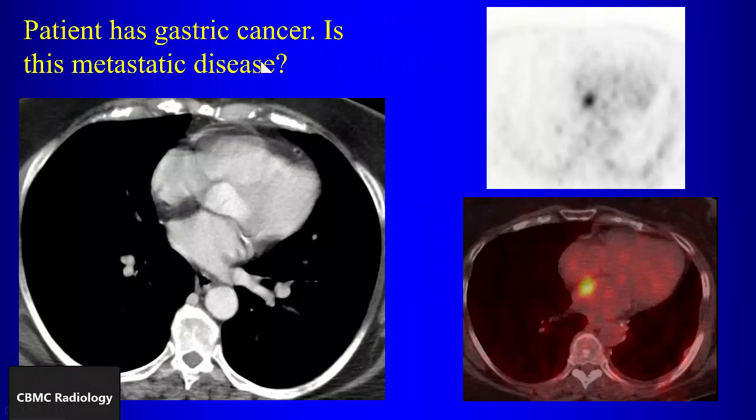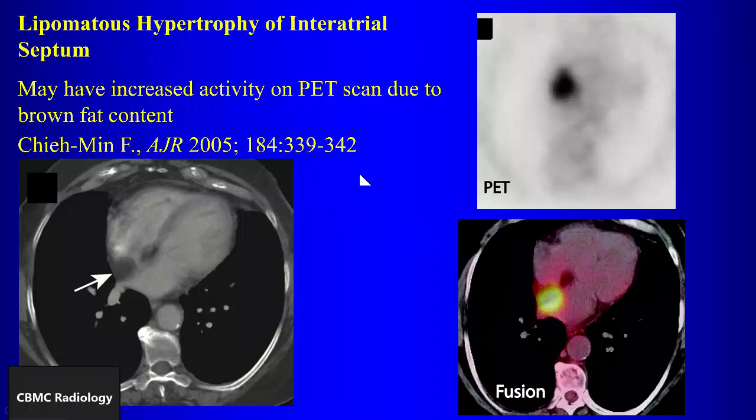And this patient has gastric cancer and has this finding on their PET CT scan. Is this a metastatic lesion? No. So again, we're dealing with lipomatous hypertrophy of the interatrial septum, but you have to remember that this can give you false positive findings on PET scan because it contains brown fat, right? So it can be metabolically active when you do PET scan. So it's important to look at the CT when you have activity there to see if that is the lipomatous hypertrophy of the interatrial septum. Right? So that can have increased activity on PET scan.